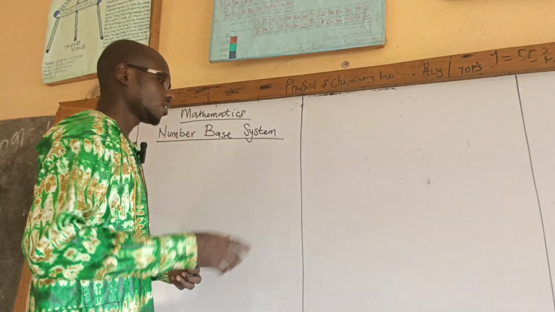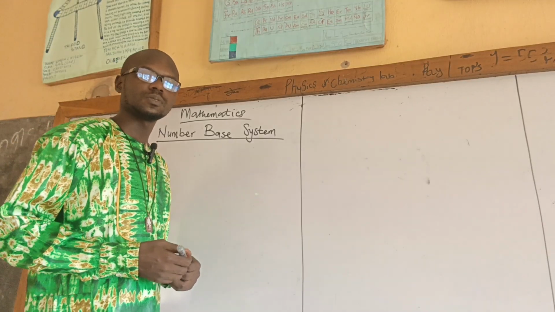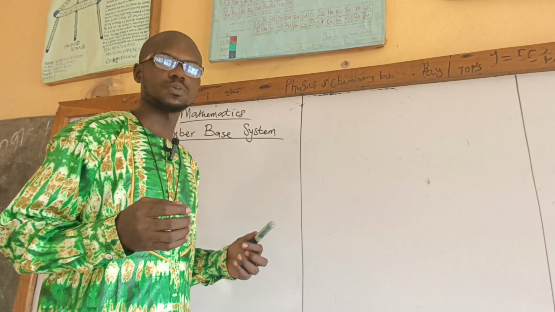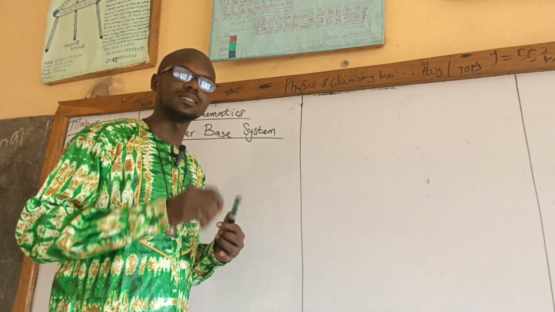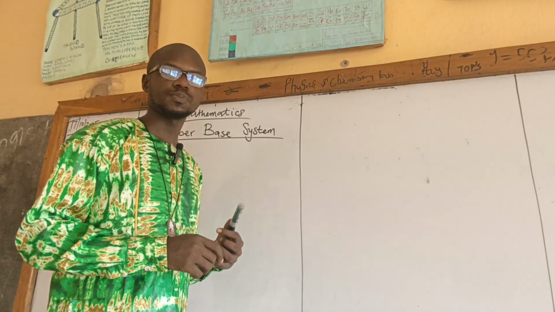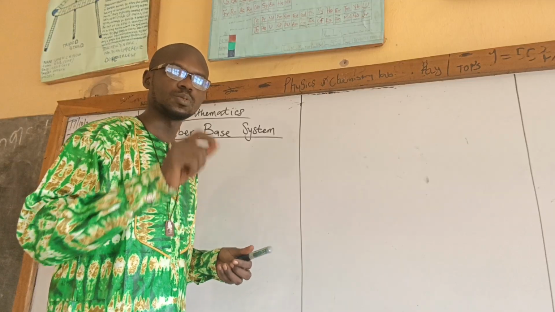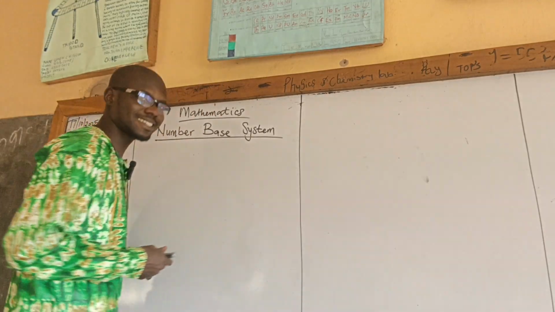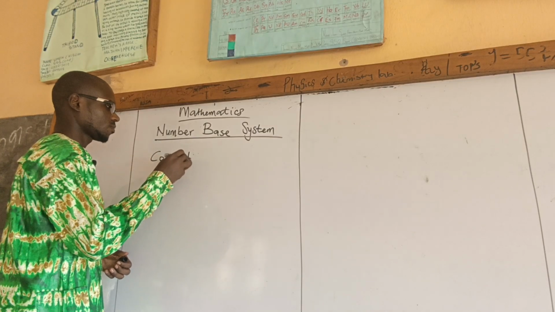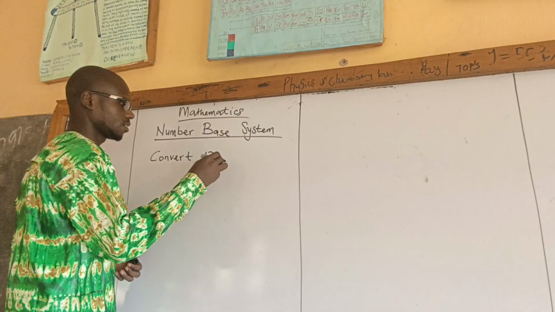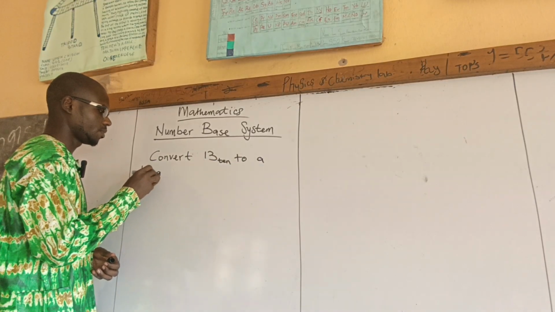Now, let's start from base 2. If we are to convert to base 2, how do we convert numbers to base 2? You just simply divide the number by 2. That is, if you are converting from base 10 to base 2, you use 2 to divide the number. So for instance, let's say we want to convert 13 base 10 to a binary number.